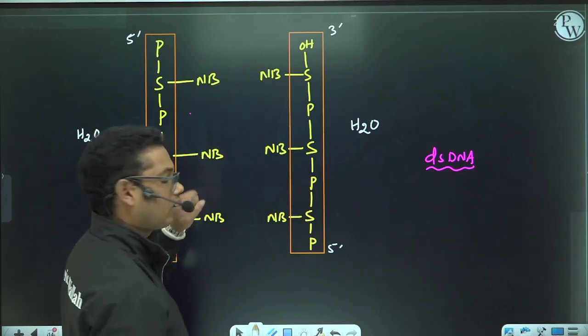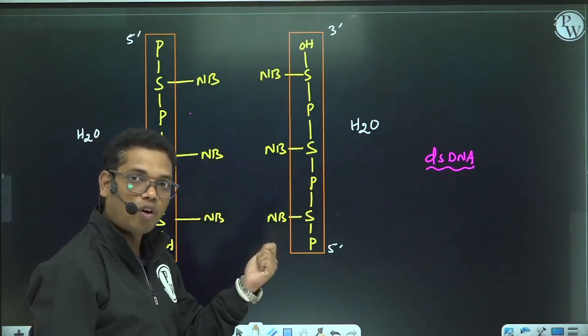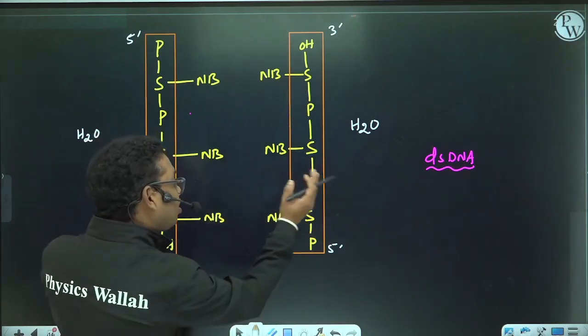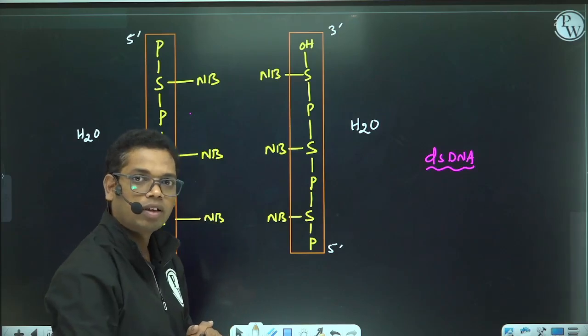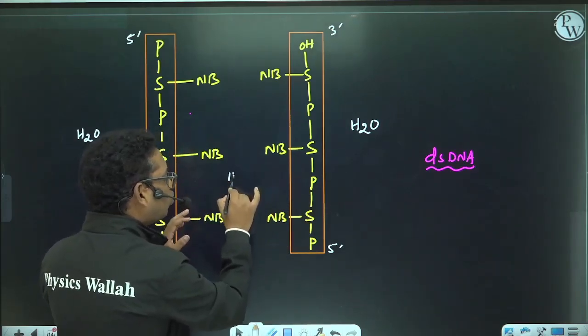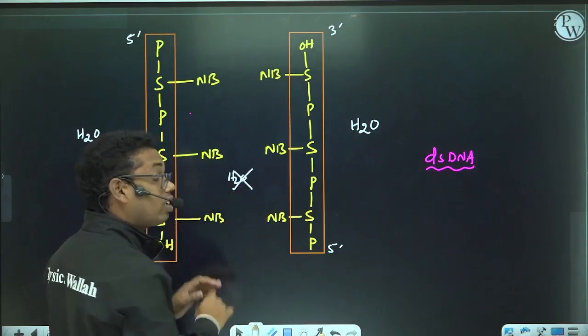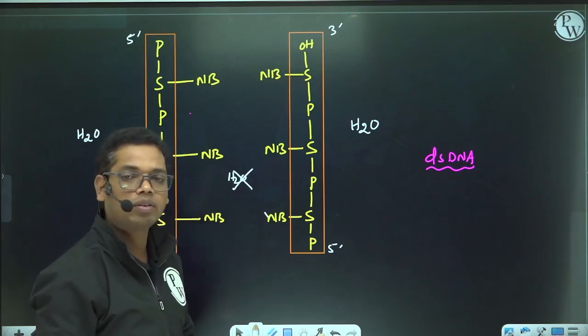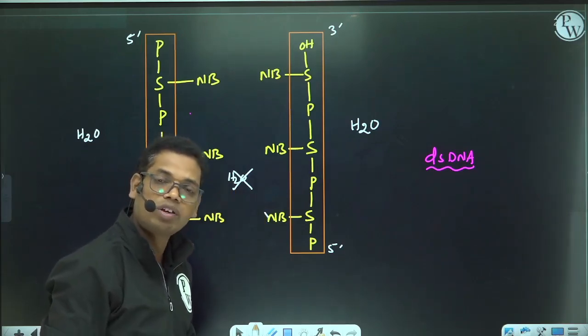But being hydrophobic, this nitrogenous base is present on the inner side of this DNA. And because they are present on the inner side, there is no water. That is why they are protected from the aqueous environment.